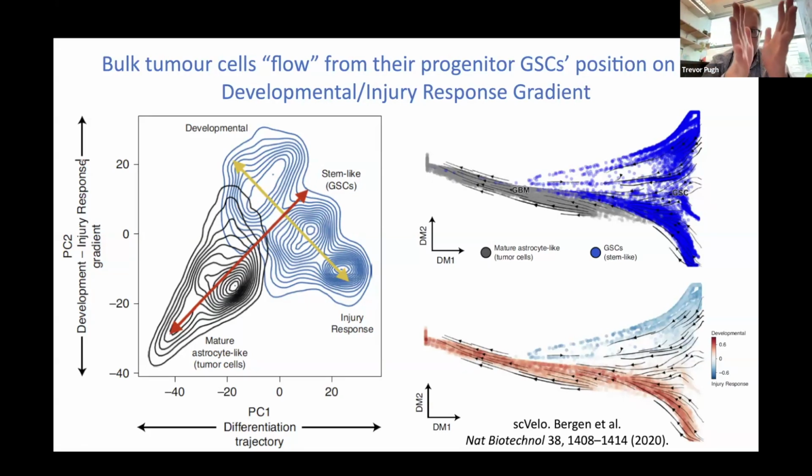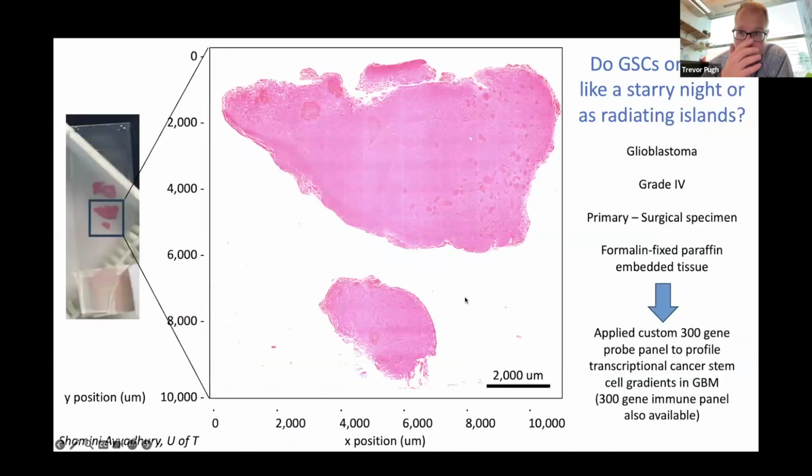So essentially, these stem cells were fountaining out bulk tumor. So the bulk of the tumor actually didn't look like a stem cell, but they were all coming from the two ends of the gradient towards a common mature astrocyte state. So that's really where you could use a purified stem cell population to understand the stem population, but then use gradient analysis to understand how the bulk tumor fountains out of the stem populations.